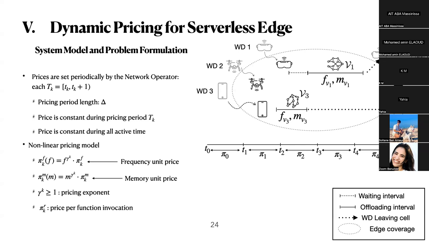We also consider a non-linear pricing model, which means that for each resource we have a non-linear function of the resource with respect to the price. Basically, the price of F is the requested CPU allocation raised to the exponent gamma_k, multiplied by the unit price p_k^F, which is the frequency unit price. For the memory, it is the same. Gamma_k is a pricing exponent that can be greater than or equal to one, and when it is one, it is a linear pricing. We also define the price per function invocation, so each time I invoke a function, I will be charged this pi_k^r.